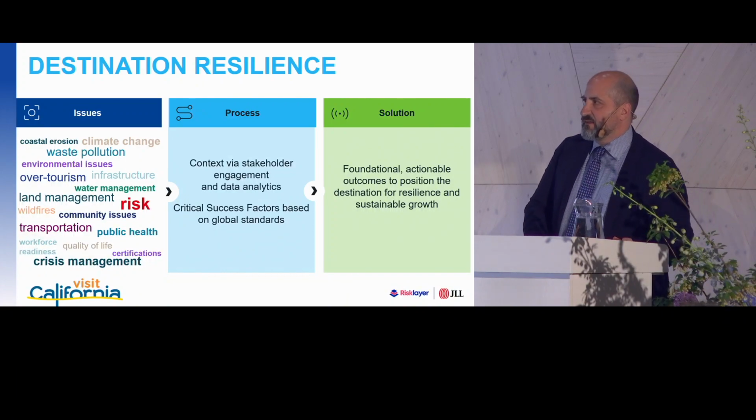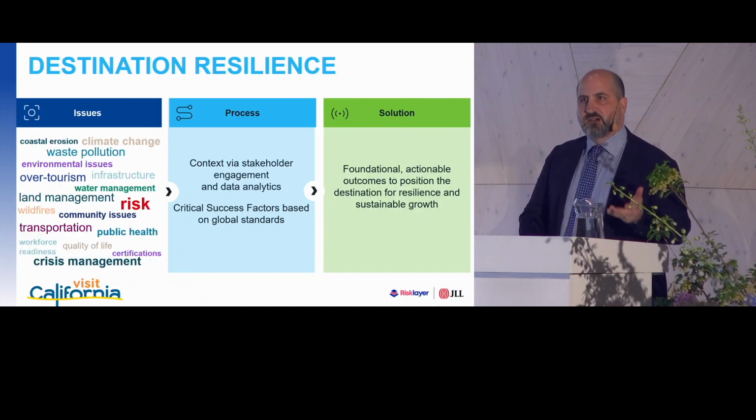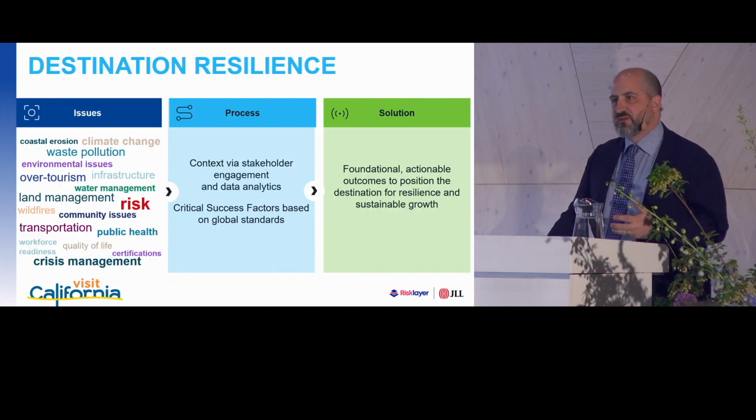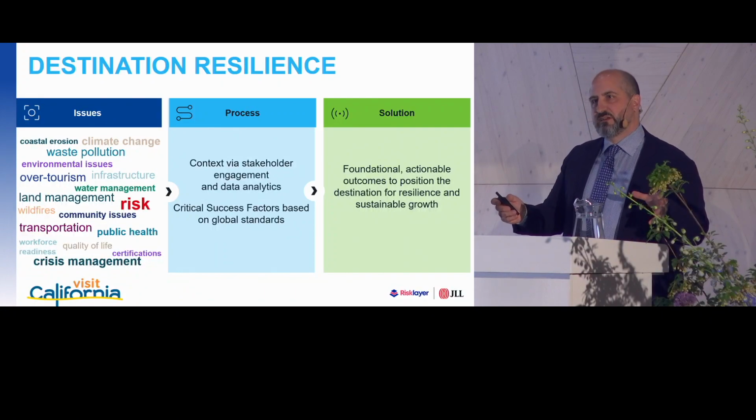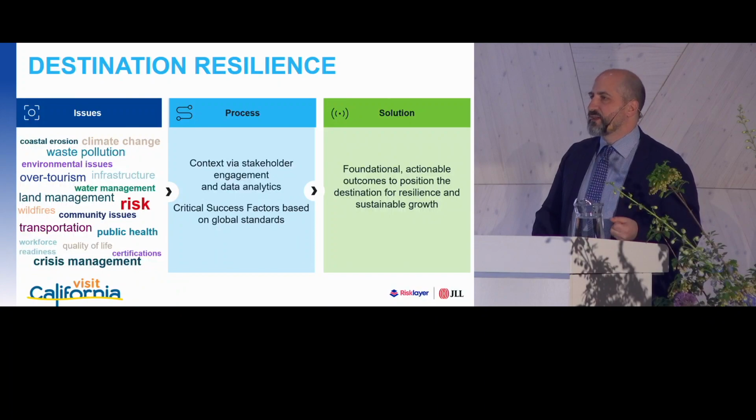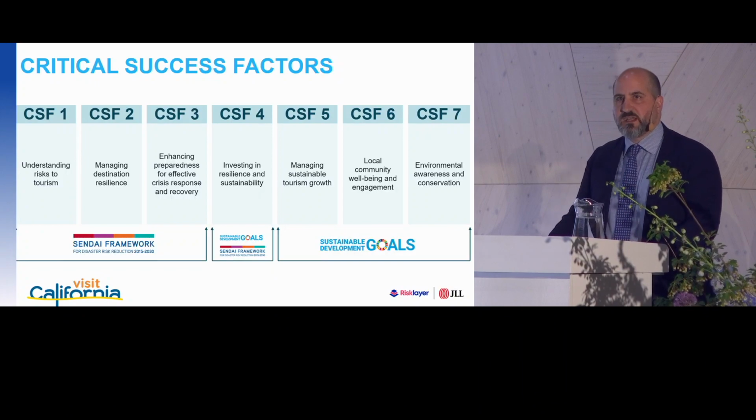So the first thing that this project has done, and yesterday we talked a lot about stakeholder engagement, is really a participatory process to identify the issues of resilience and sustainability in the state of California that are relevant to them, and then use those issues that are identified to come up with what are critical success factors to become more resilient and for sustainable tourism growth in the state. And that really sets the roadmap for defining the strategy.